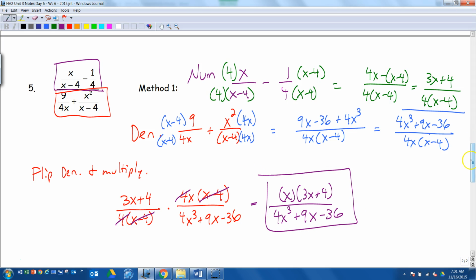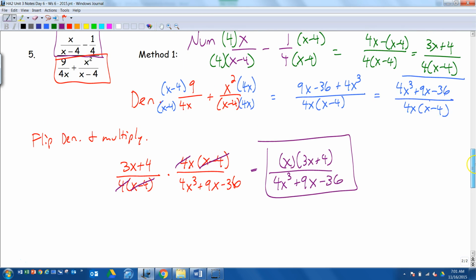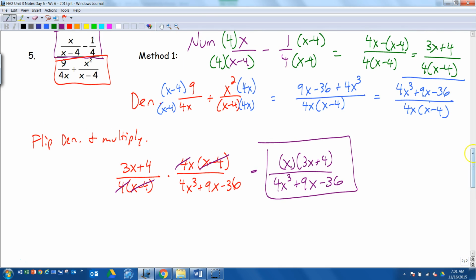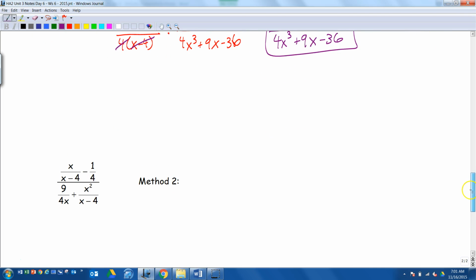Now we're going to do the same problem with method 2, which is finding the LCD. So let's see if we get the same thing. So again, to find the LCD, you have to look at all 4 pieces. We need an x minus 4, we need a 4, and we also need an x because this piece right here has an x by itself. Okay, so we're going to multiply that as our LCD. So that's what we're multiplying by. So we're going to multiply the top and the bottom by x minus 4 and then a 4x.